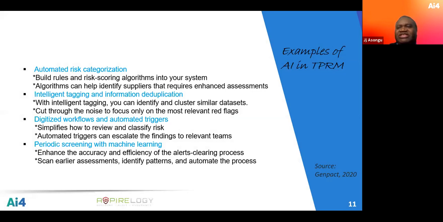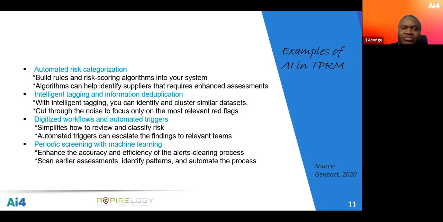When you implement a good third-party risk management system, especially if you use AI to implement such a system, you can build a much more efficient system. And what it helps you to do is to automate risk categorization. By automating risk categorization, what we are referring to here is the ability to build rules and risk scoring algorithms into your systems.